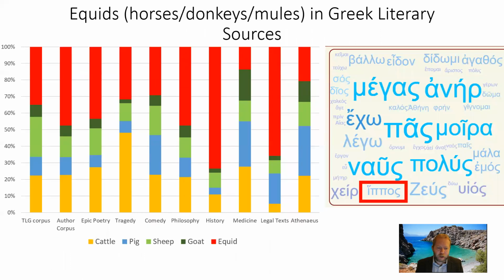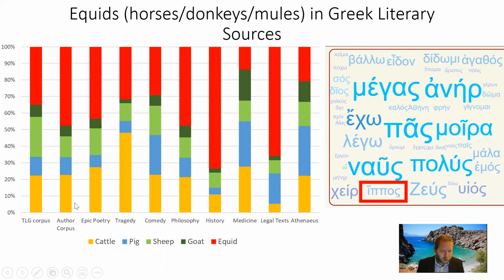And we can kind of look for this in literary sources as well. So if we start plotting equids onto these same kind of bar graphs of literary sources, it's really quite fascinating. We don't get many in Athenaeus. He's focused on food, right? We don't get many in medical texts focused on different regimens.